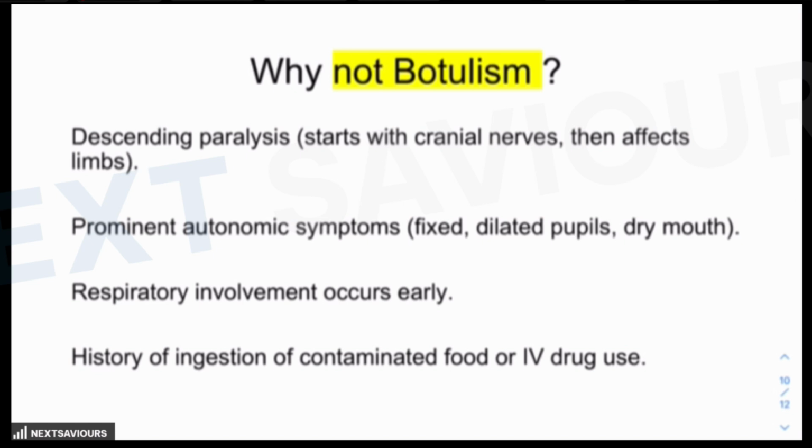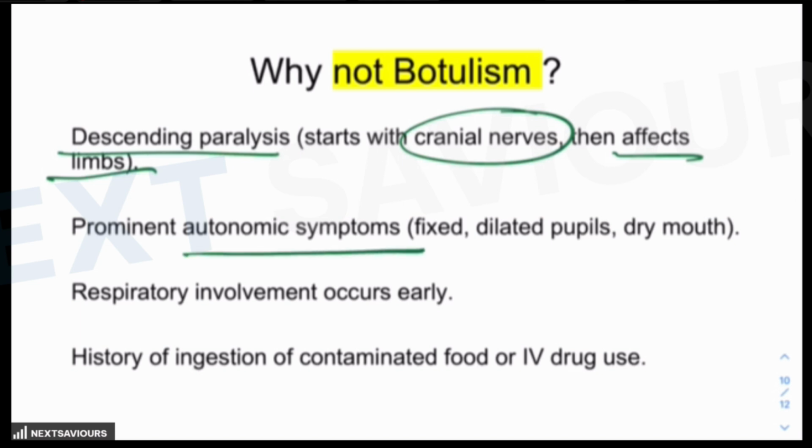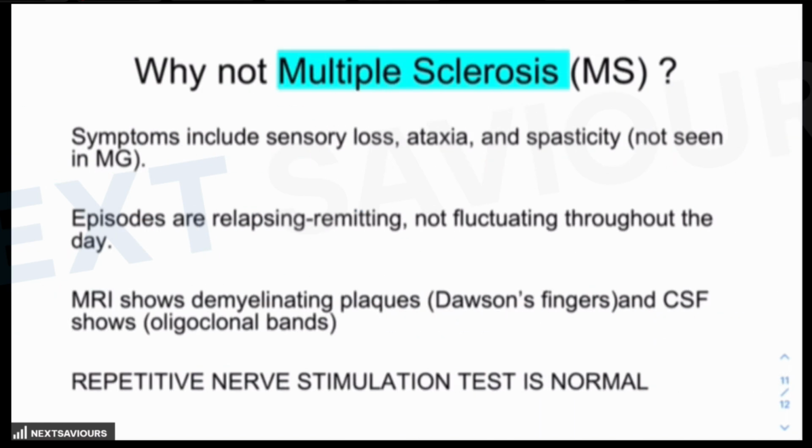Then another point is why it is not botulism. As you already know, botulism is caused by Clostridium botulinum toxin, which inhibits ACh release at the presynaptic junction. So in botulism there is a descending paralysis which starts with the cranial nerves, then affects the limbs. Prominent autonomic symptoms are there, and respiratory involvement occurs early. A history of ingestion of contaminated food, that means food poisoning, would have been provided in the question had the examiner been asking about botulism. So that is the reason why botulism is not the correct answer for this particular question.